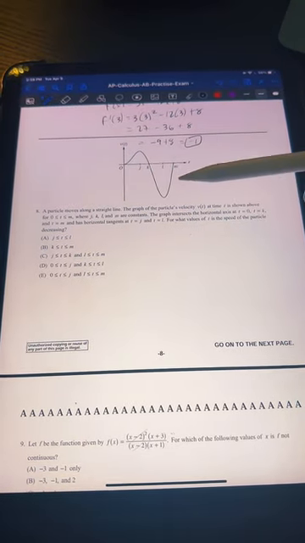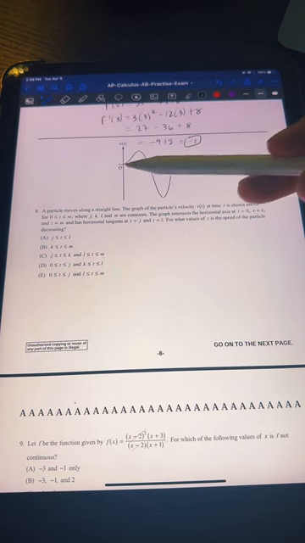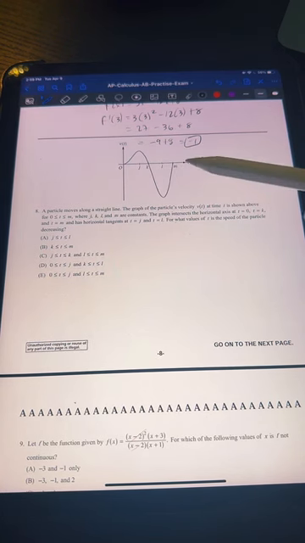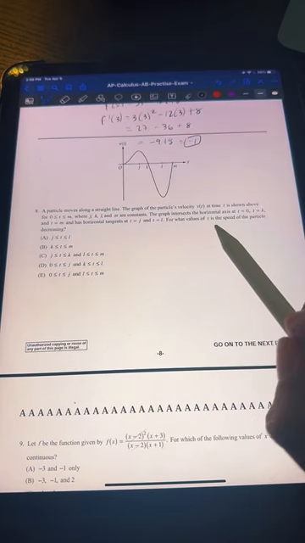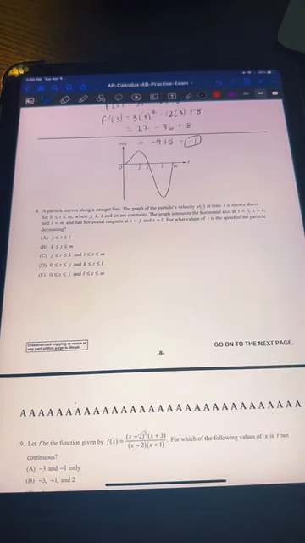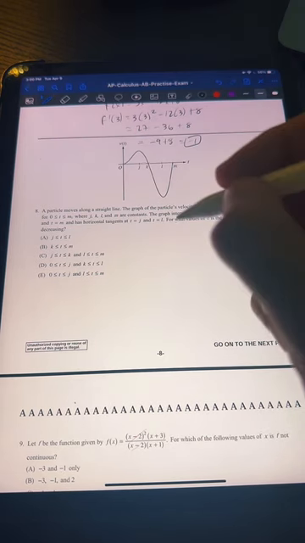All right, so here we go. Let's just talk about the velocity here. So the velocity is going to be this function here, so keep that in mind. And they tell you all these different things. I'm not even going to read the whole thing, but they're saying, for what values of t is the speed of the particle decreasing? Now, listen very carefully.